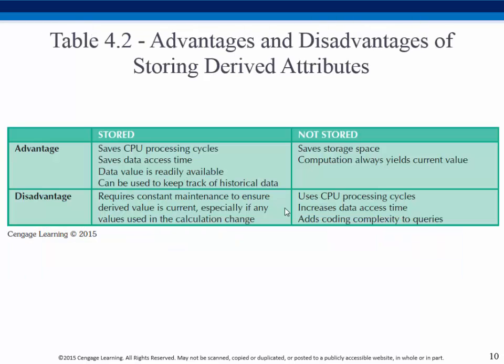Advantages and disadvantages of storing derived attributes. An advantage was save CPU processing, save data access time, data values readily available, and can be used to keep track of historical data. If it's not stored, it saves storage space, and computation always yields the most current value.